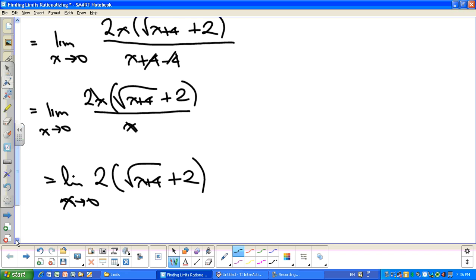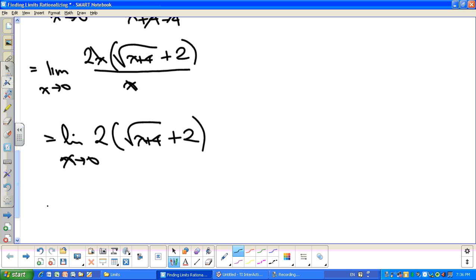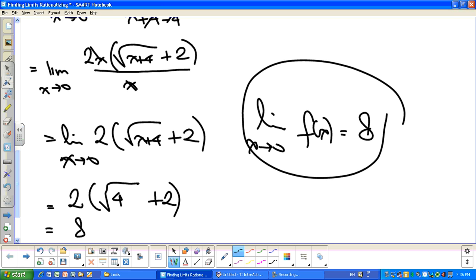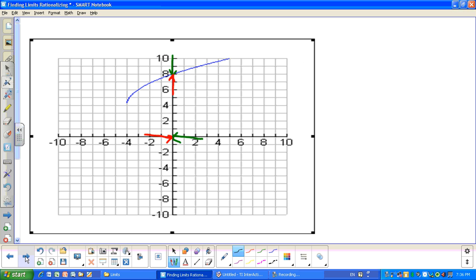Now, let's see what happens when I substitute the value x equals 0. It's 2 times square root of 4 plus 2. So square root of 4 is 2, plus 2 is 4, times 2 is 8. So limit as x approaches 0 of f of x is 8. I was able to remove the discontinuity by rationalizing the function, which we expected from the beginning.